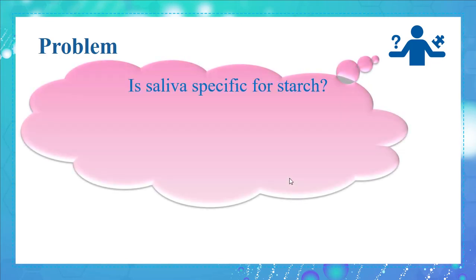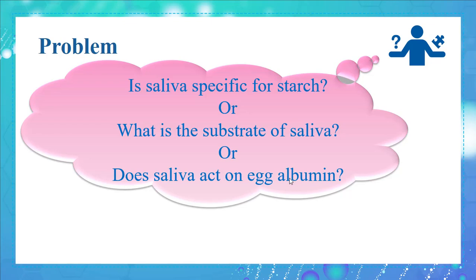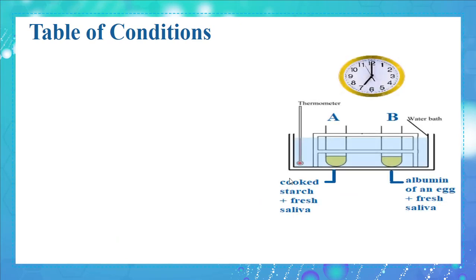We previously know that saliva acts on starch, but does it act on albumin? Is saliva specific for starch? What is the substrate of saliva? Does saliva act on egg albumin? So our hypothesis would be saliva does not act on egg albumin, or you can say saliva acts on egg albumin. Before we proceed with our experiment, let's learn how to make a table of conditions.